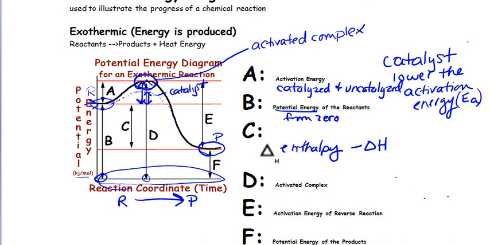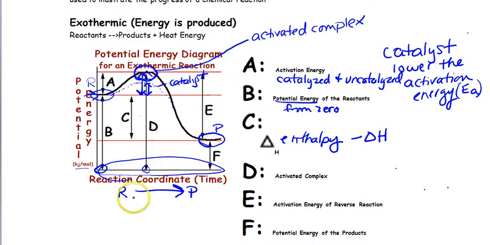So you could look at this in two directions. You could look at it forward, or you could also look at it as a reverse reaction. And so what that means then is that these would be the reactants and that would be the product. And so in a reverse reaction, you could also determine the activation energy and so forth.